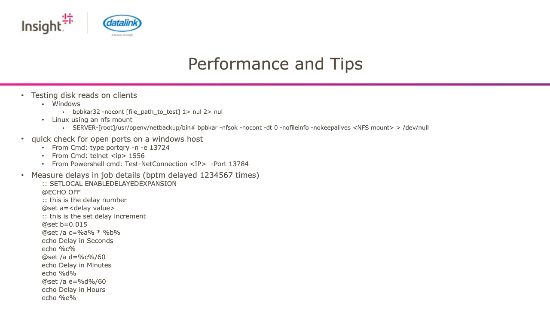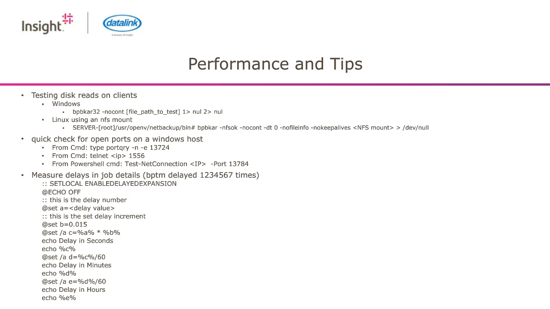So if you have a job that is running slowly, typically by the end of that job you're going to have a line, or maybe several lines, that say, for instance, BPTM was delayed or waited for full buffer X number of times and was delayed X number of times. That is in increments of 15 milliseconds, which is pretty painful to try and figure out what that means in terms of minutes or hours.